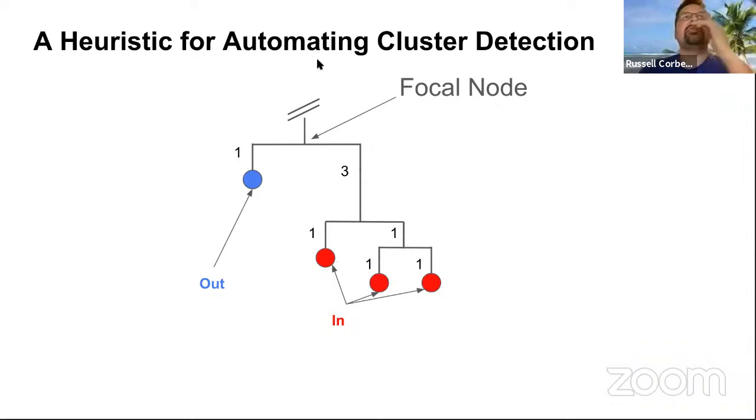So this is a simple case just to show you how it works, where I have 3 samples that I'm calling in a given region. That is to say that they are sampled in the same geographic area. It could be a city or a state or a country, it doesn't really matter. And then everything else would be out, right? So this blue sample here is out. And then this is my focal node.